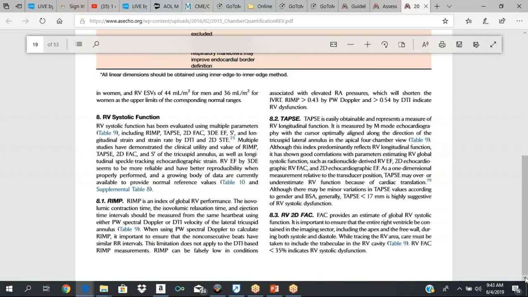Multiple studies have demonstrated the clinical utility and value of RIMP, TAPSE, 2D fractional area change, and S prime of the tricuspid annulus, as well as longitudinal speckle tracking echo strain. RV ejection fraction by three-dimensional echo seems to be more reliable and have better reproducibility when properly performed, and a growing body of data are currently available to provide normal reference ranges.